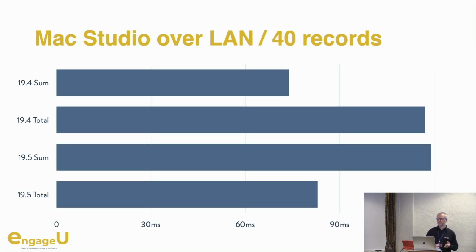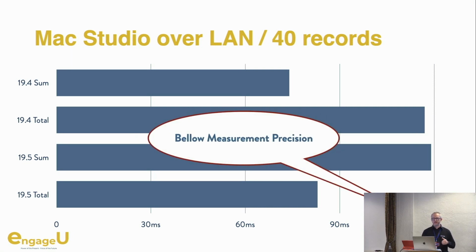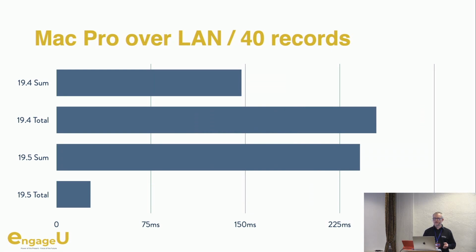So this is the first result, calculating summary of 40 fields over the LAN, and that was definitely something that didn't really matter. If calculating total of your data takes 120 milliseconds, I bet that most of the time is just the operating system overhead. So this really doesn't matter which bar is wider. The next one is already interesting.